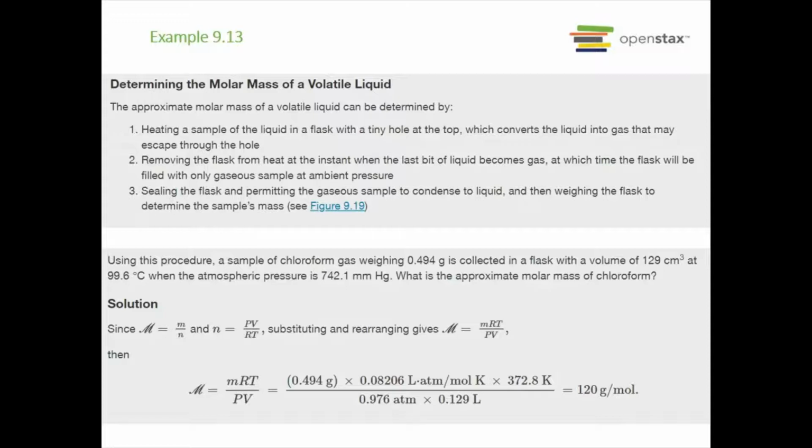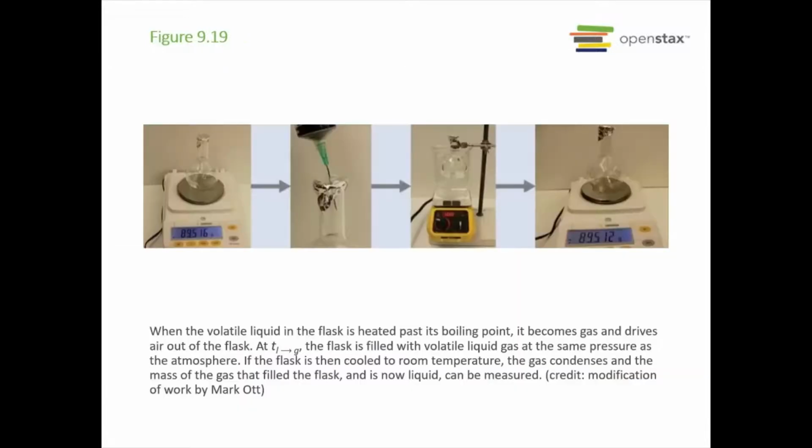So we know that M for molar mass is m over n. We know that n equals PV over RT. Substituting that in, we get that our molar mass is equal to our mass times RT divided by PV. Put in all of these numbers. Liters here cancel, ATMs cancel, kelvins cancel. We get grams per mole. We get 120 grams per mole. And this is an example of this procedure.